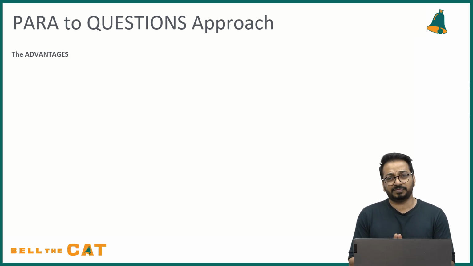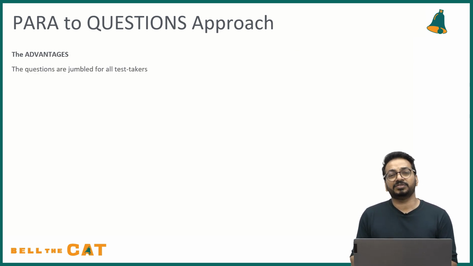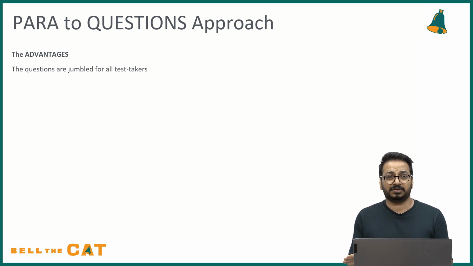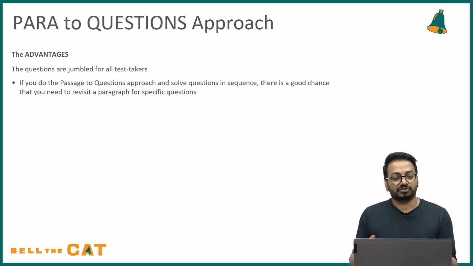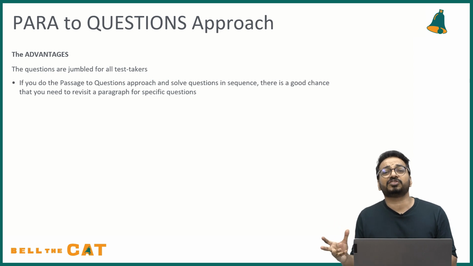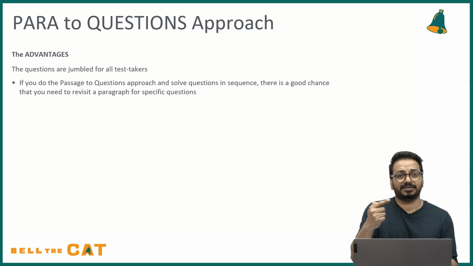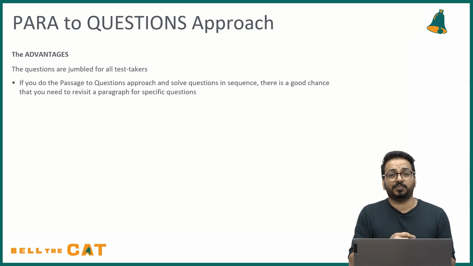What are the advantages of this method? Now, one big advantage of this method you have to understand is the questions are jumbled for all test takers, right? So no 2 test takers are going to get questions in the same sequence. So what does this mean? If you do the passage to questions approach and you're solving questions in sequence, the question on the first paragraph can be the last one that you're encountering. So you've read an entire passage, you've answered 3 questions, and at the end of all of this, suddenly there's a question on the first paragraph. So obviously you would have forgotten what you've read there and you have to go back, right? So memory plays a very, very important role.